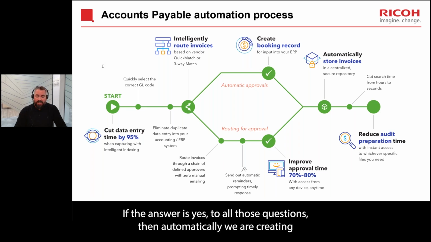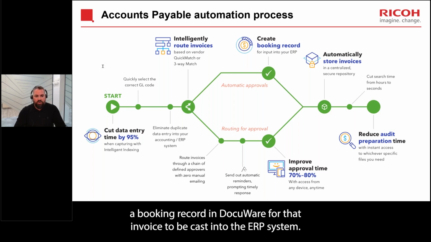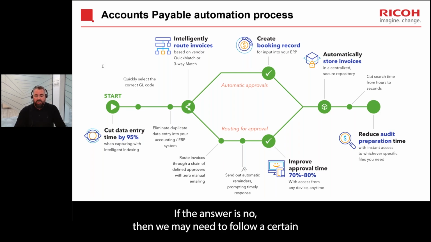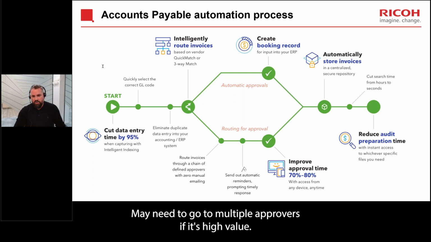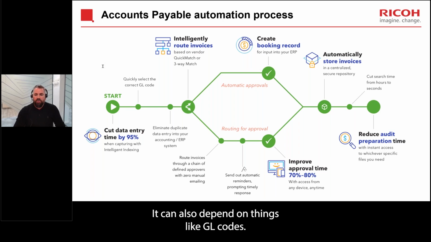If the answer is yes to all those questions, then automatically we are creating a booking record in DocuWare for that invoice to be passed into the ERP system. If the answer is no, then we may need to follow a certain approval process. This can be based on the value of the goods, and it may need to go to multiple approvers if it's high value. It can also depend on things like GL codes, so which part of the business needs to validate and approve certain invoices from certain suppliers.